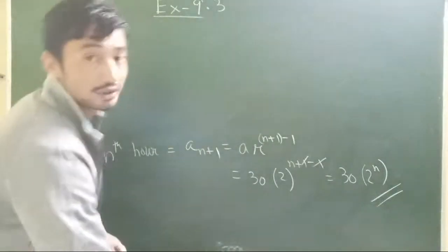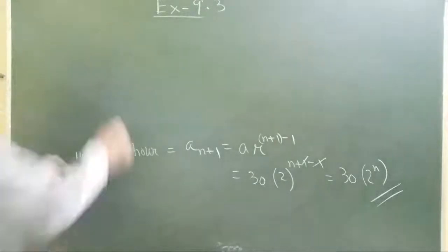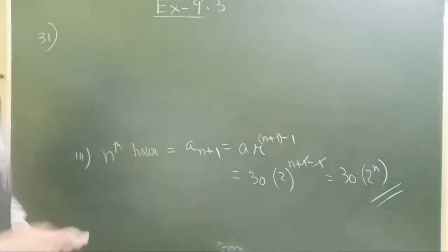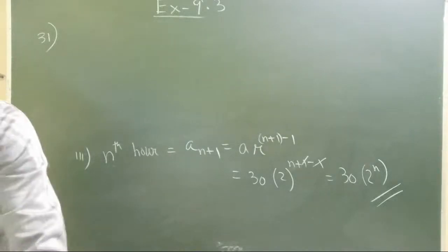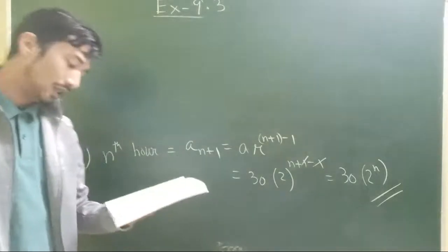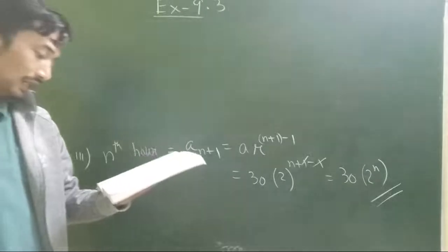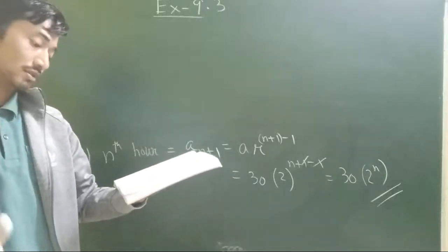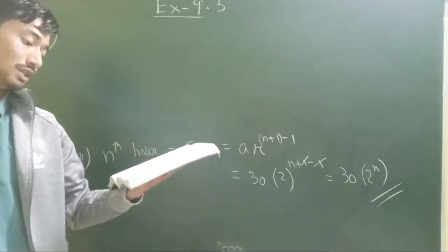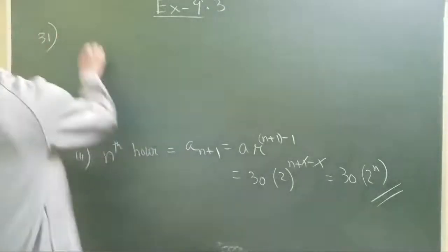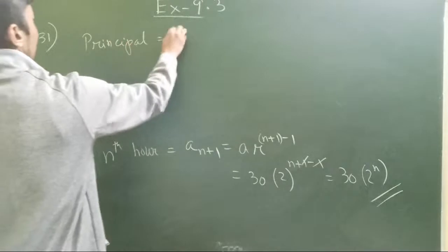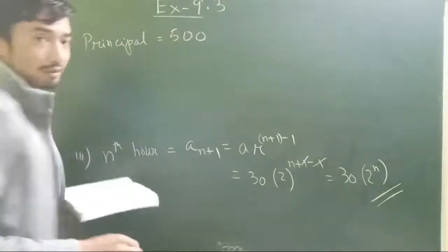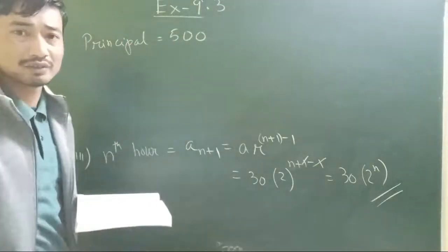Alright, let's move on to the next question. Quickly, almost done. Almost there. 31. What will 500 amount to in 10 years after it is deposited in a bank which pays annual interest at a rate of 10% compounded annually? Okay, principal, rupees 500.